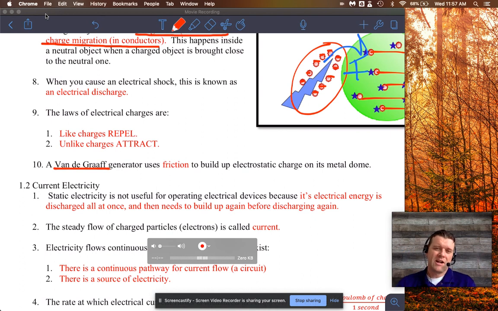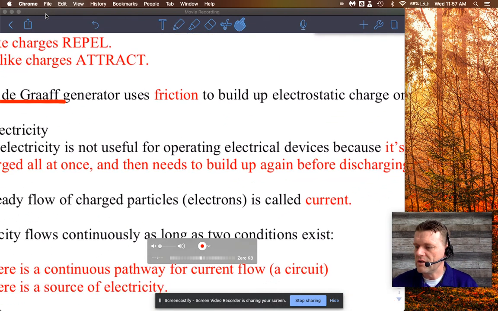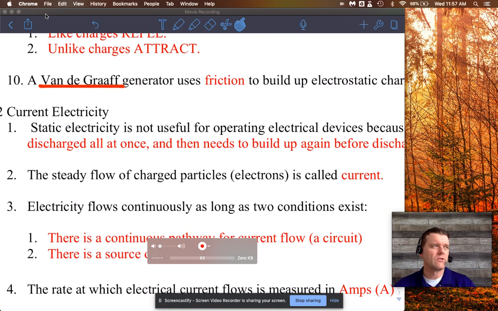Now, static electricity is horrible, though, for operating electrical devices, as it notes there in number 1 for current, because that energy just gets discharged all at once, and then it has to build up again and then be discharged again. So it's not very reliable. What we really want is what we call current, and that is the constant flow of electrons. So a steady flow of electrons, that's awesome. We can use that for all kinds of things.